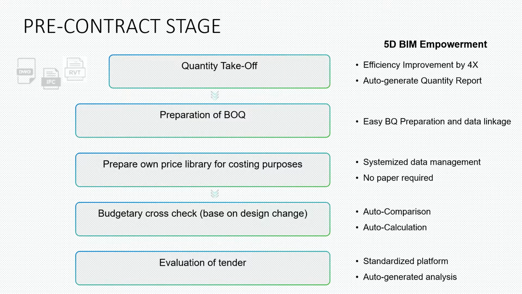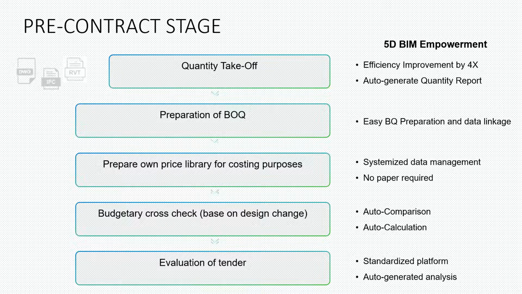So then this is a little explanation about the CubiCost software package. As I explained earlier, we can import any kind of drawing to our CubiCost package: DWG drawing, IFC drawing, Revit drawing, JPG drawing, any kind of drawing we can import into our CubiCost software package. Then we can use this CubiCost software package for quantity takeoff. Then after that we have another software called TBQ. It can be used for preparation of BOQ. Then after that, prepare own price library for costing purposes.